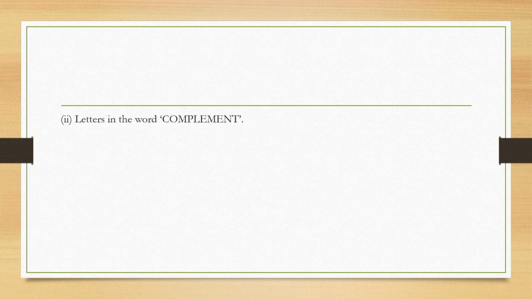Letters in the word complement. So how will we write? First, we will take a variable x. X is equal to curly bracket open c, o, m, p, l, e, n, t, curly bracket close. As you can see, I have not taken the element e again because it has already come. Same with m. We should not take an element more than one time.